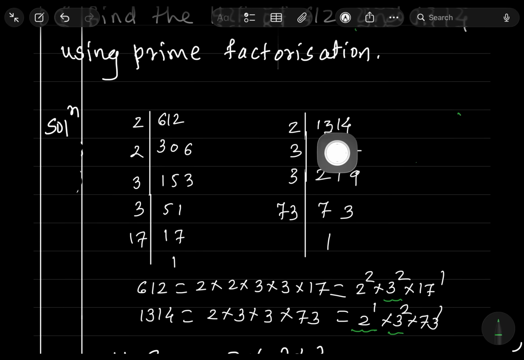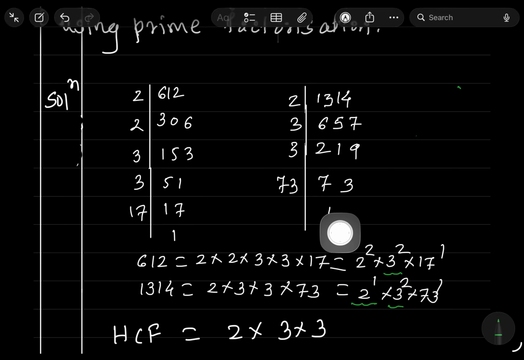Then the other number, that is 1314, divided by 2. Then see here 2 sixes are 12, 1 will remain, 11, then 2 fives are 10, then 7. Here see 6 plus 5, here 11, 11 plus 7 is 18, 18 is divisible by 3, so 657 is divisible by 3. If you are dividing by 3 you will get 219. This 219 is again divisible by 3, so 3 sevens are 21 and 3 threes are 9, so 73. 73 is a prime number, so 73 is not divisible by any number, so 73 ones are 73.